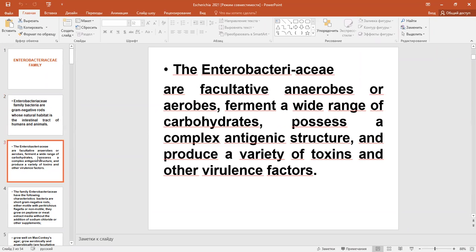The Enterobacteriaceae, or Enterobacteria, are facultative anaerobes or aerobes, are able to ferment a wide range of carbohydrates, possess a complex antigenic structure, and are able to produce a variety of toxins and other virulence factors.